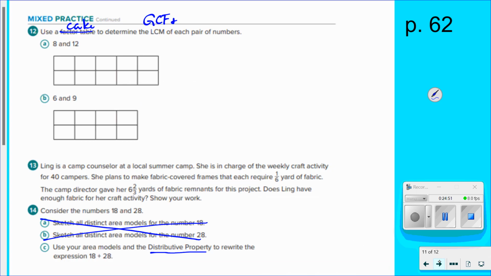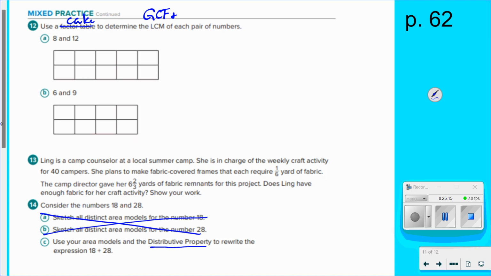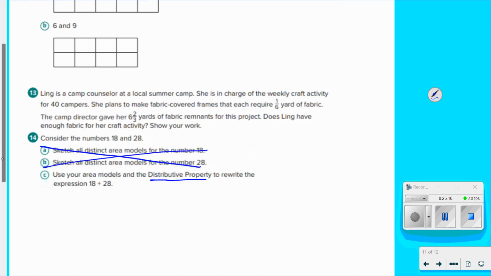Okay? And number 12. Use a factor table. You can cross that out. If you do, I want you to do GCF and LCM. If you choose to use the factor tables, you have to fill them in properly. Okay? Is the factor table just a list of numbers? No, it's not. It's filling out the tables properly. I highly recommend do the GCF using cake.